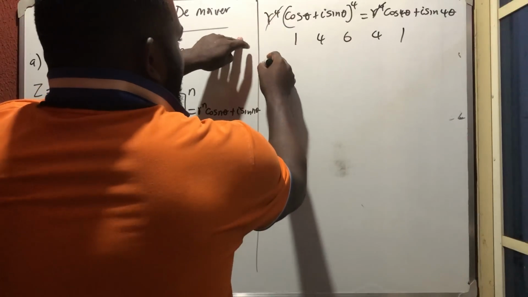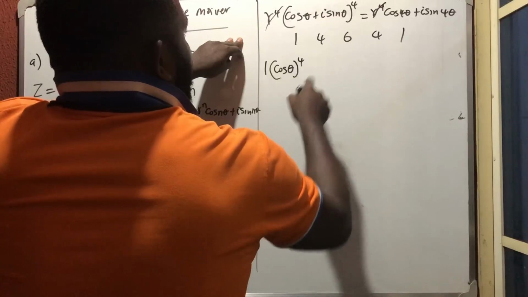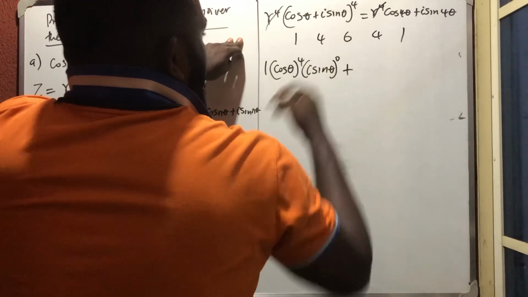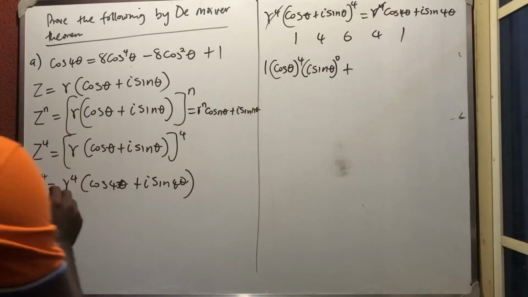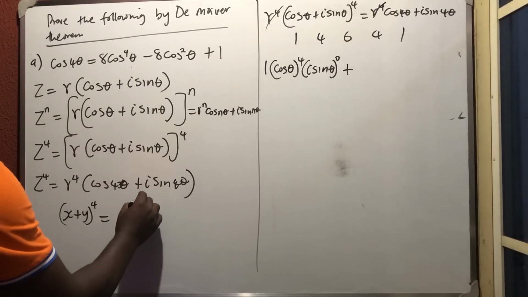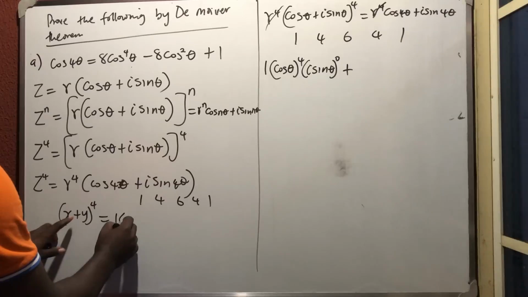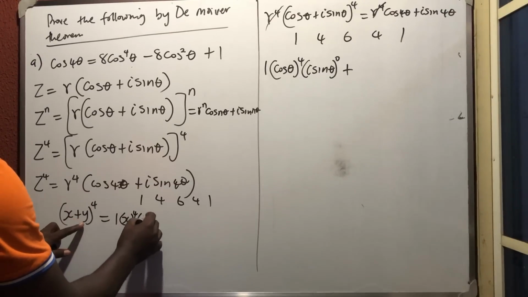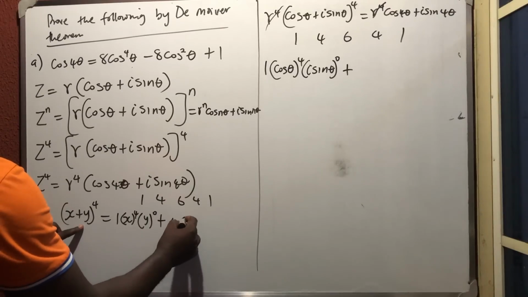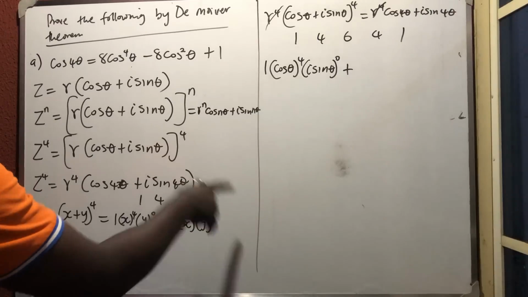I have the first one, 1, then the first term, cos theta, will be raised to power 4, and the second term, I sine theta, will start from power 0. Look at how it goes: x plus y all raised to power 4. I'm going to use the coefficients 1 4 6 4 1. So it's 1, take the first one, x raised to power 4, and the second raised to power 0, plus the next one, 4, where this one is raised to power 3 and the other is raised to power 1. That's how it goes until you are done.